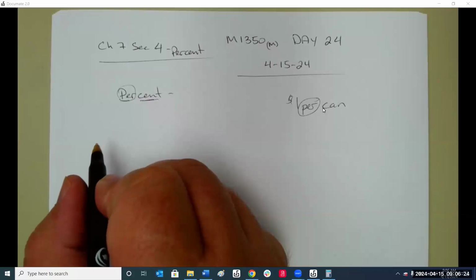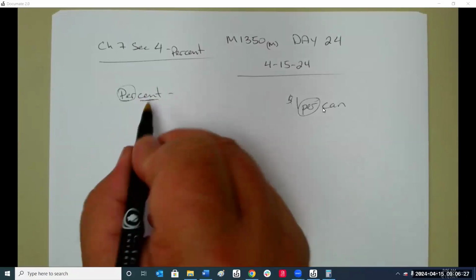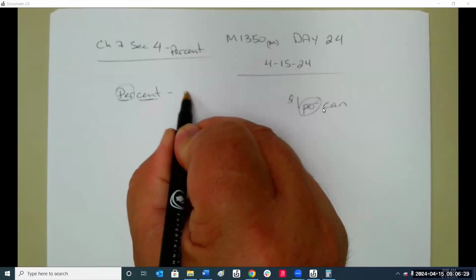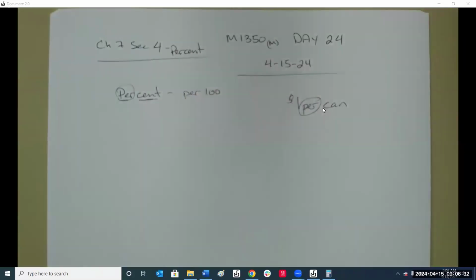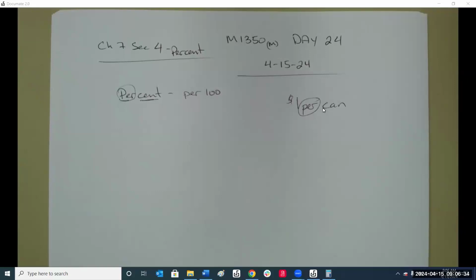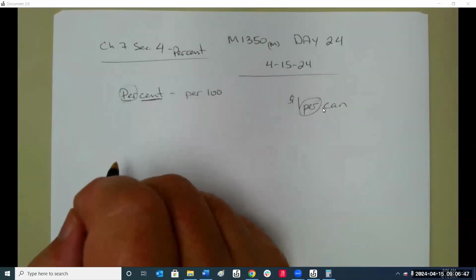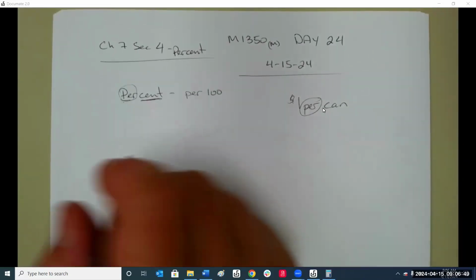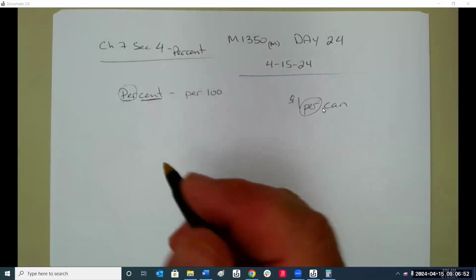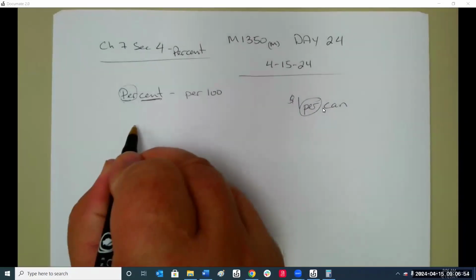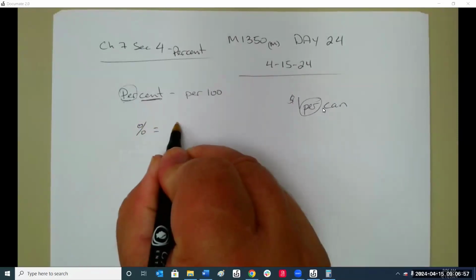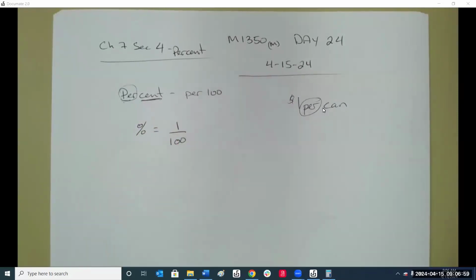What's a century? How many years in a century? This is per 100. Yes, 90% of our language is built on Latin prefixes. So per means by or with, and cent means century, like centurion, Roman guard that was in charge of 100 soldiers. So what it says is a percent is the same as 1/100.